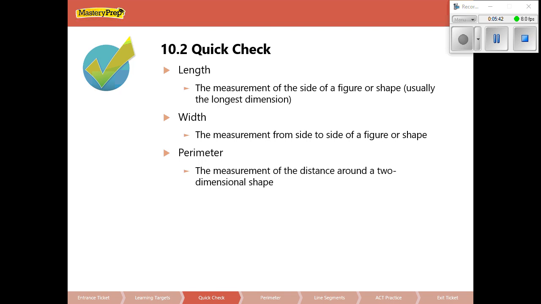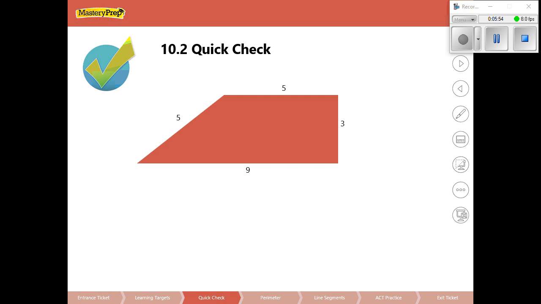And the perimeter is the measurement of the distance around a two-dimensional figure. If we trace it all the way out, that would be the perimeter. So if we look at this here, this is in your note sheets for the first main shape. And if we want to find the perimeter of it, what are we going to do? Add them all up. So for this here, we would add 5, 5, 3, and 9 and get 22. And that would be the perimeter of this shape.